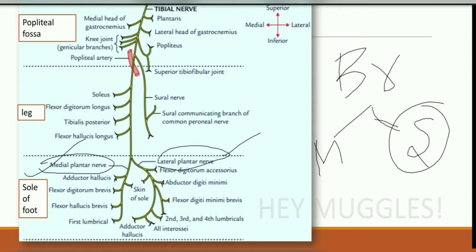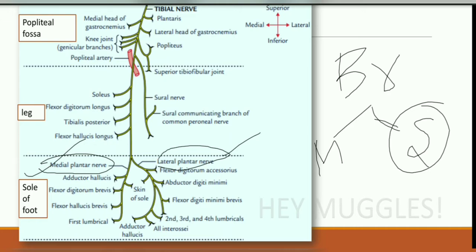The sensory branches of your tibial nerve supply the skin on the back of your calf, the medial and lateral side of your heel, the lateral border of the foot and the complete sole, right? So it is giving a sensory supply to the back of your calf, the medial and lateral side of your heel, the lateral border of the foot and the whole sole.